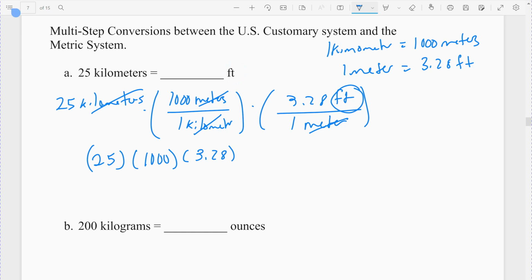When you take your 25 times 1,000, that'll give you 25,000 meters, which is the same as 25 kilometers. And then take that times your 3.28, and that will give you how many feet you have. And so it comes out to 82,000 feet. All right, and that's my final answer.